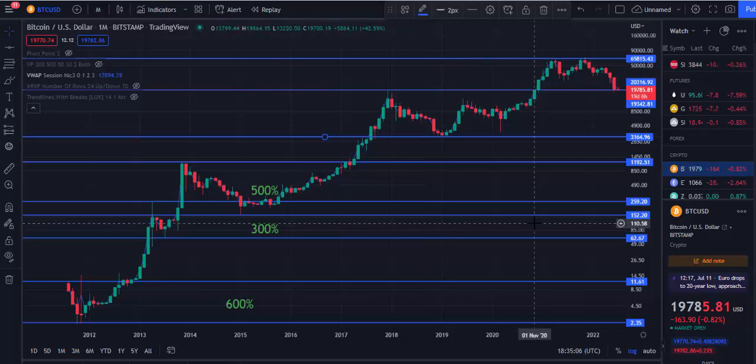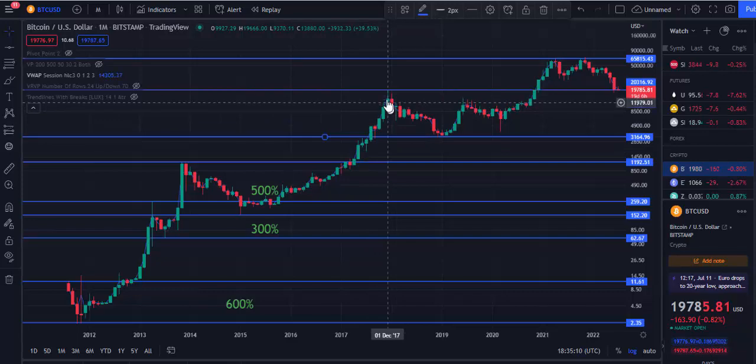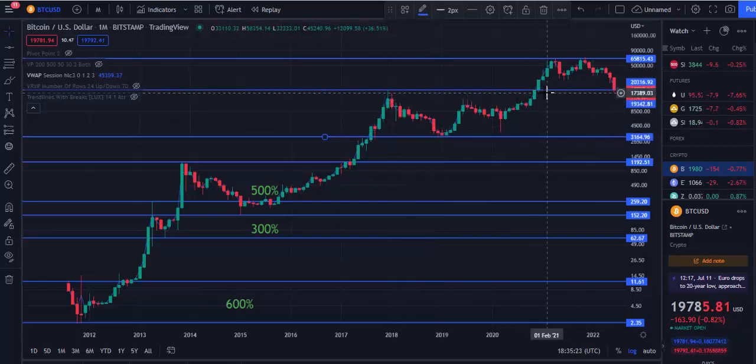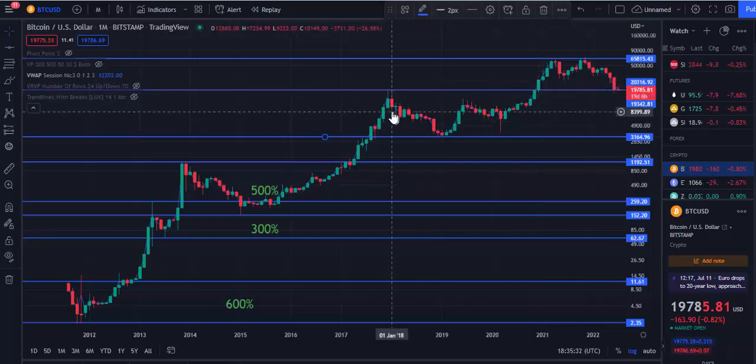So on this one of 2017 to 2020, you can see after going to the all-time high, we are looking at the retrace. It went to 20,000. From 20,000, it came back down to 3,000. So we are going to calculate between that 20,000 to 3,000. So 2017 to 2020. That is roughly 3 years. Within 3 years, we are going to see what actually happened.